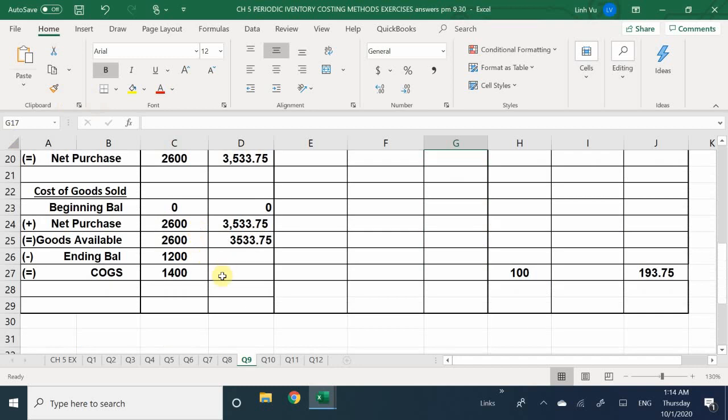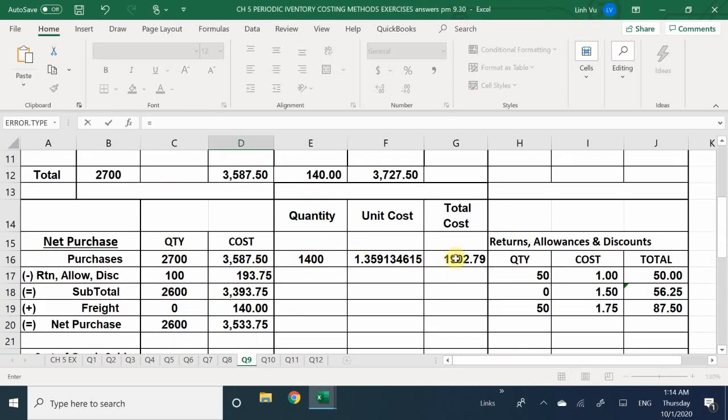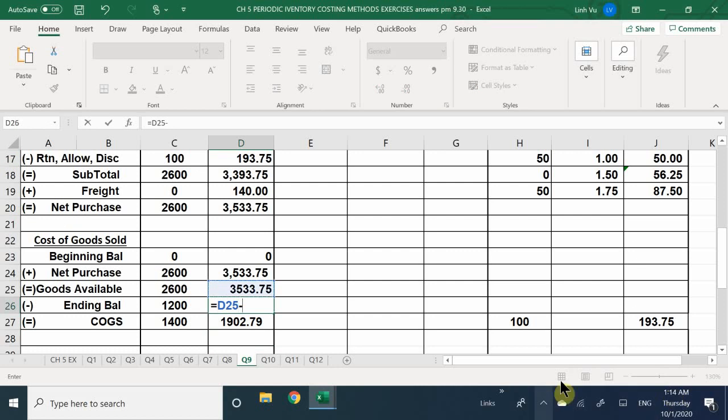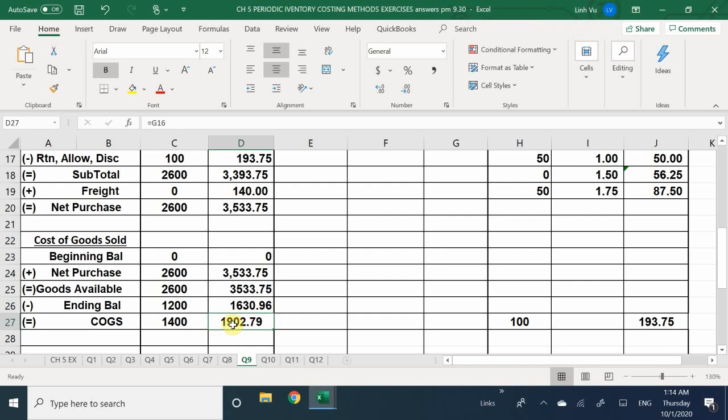Okay? And that's exactly how much the items I actually sold cost, the 1902.79. Okay. And with that being said, I can calculate my ending inventory by subtracting my cost of goods sold from my goods available to get me a grand total of 1636.96. Okay.